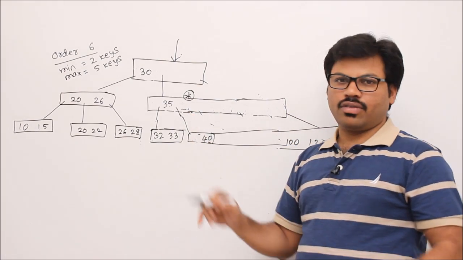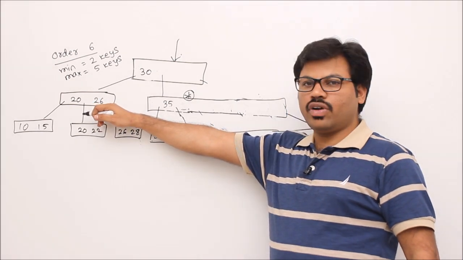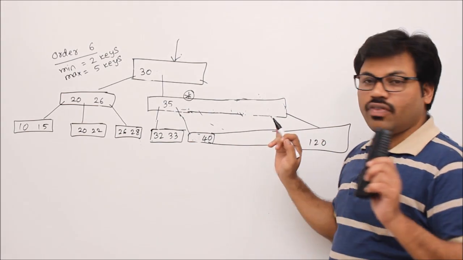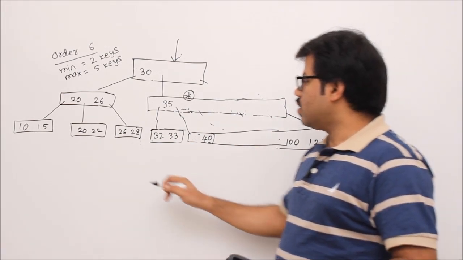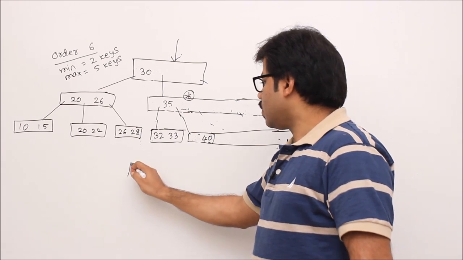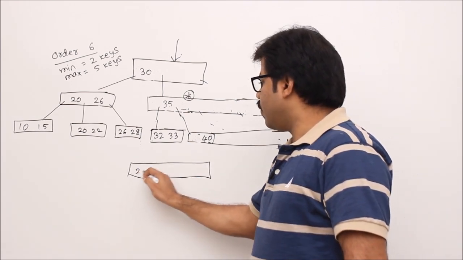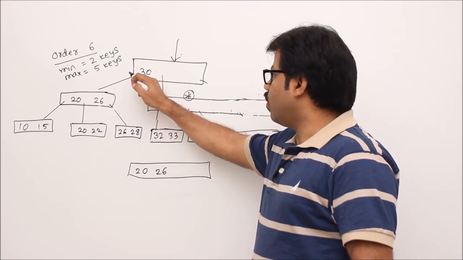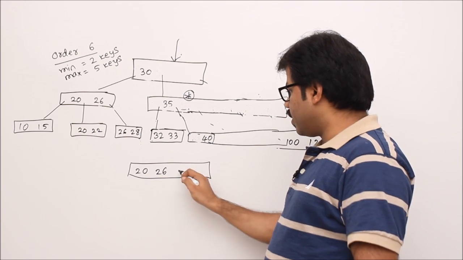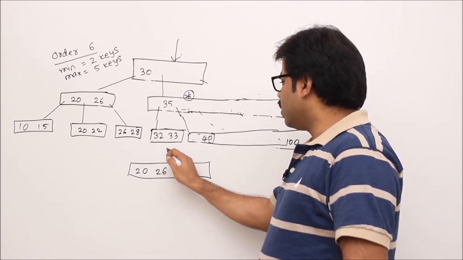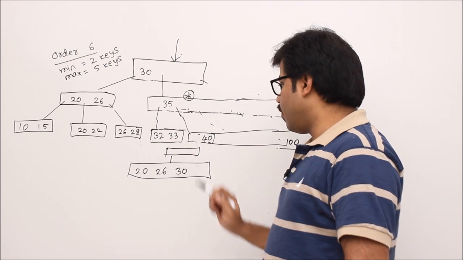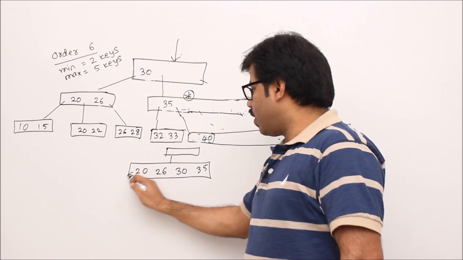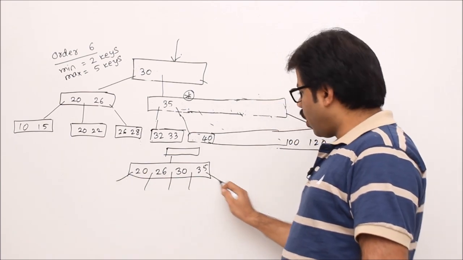So first, borrowing. To get borrowing, we don't have sufficient keys in the left subtree, right? This left node. Then what to do? The only thing we can do is merging, right? So simply we merge. I'm merging now 20 26. Whenever you merge these two internal nodes, we have to pull the anchor. When you pull that anchor, the current root doesn't have anything. So 20 26 30 35. If you do that, you get 1 2 3 4 5 pointers.